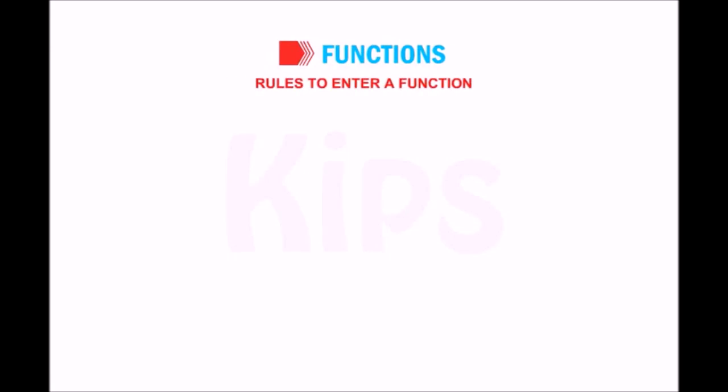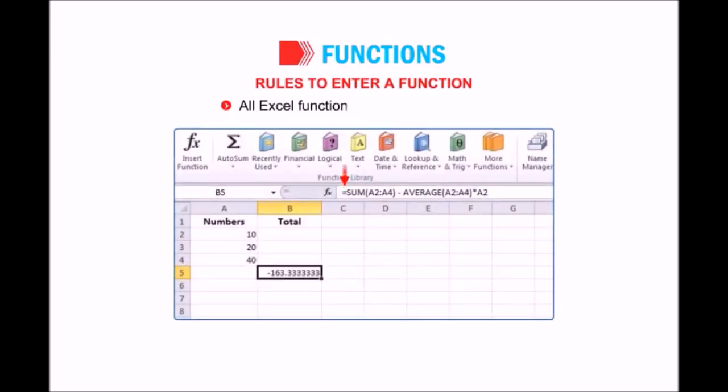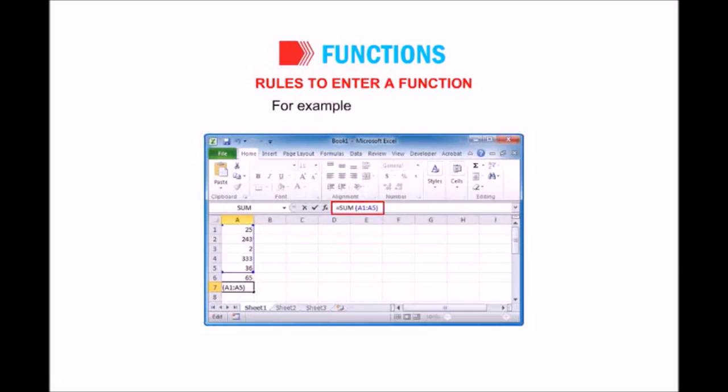Rules to enter a function. All Excel functions must begin with the equal to sign. The function name must be a valid Excel name, for example, SUM, AVERAGE. The function name must be followed by an opening and closing parenthesis. Arguments are enclosed in the parentheses. For example, =SUM(A1:A5).